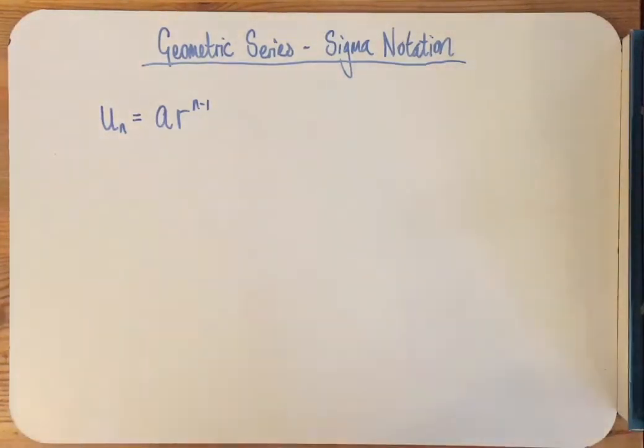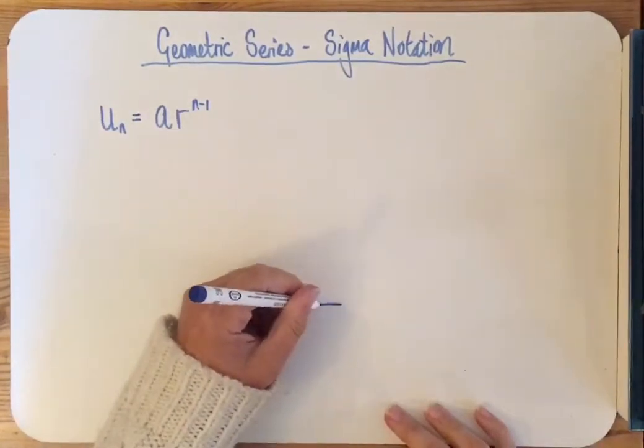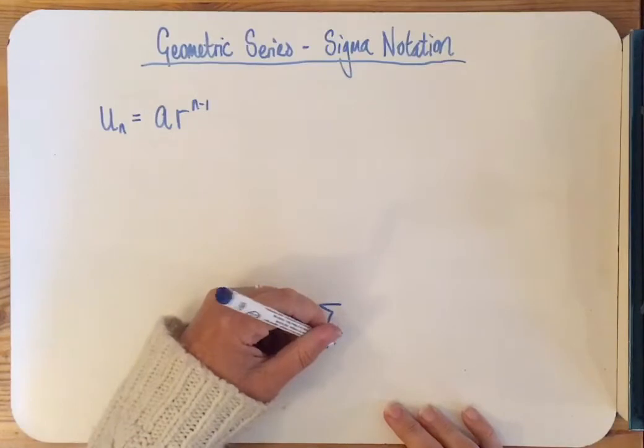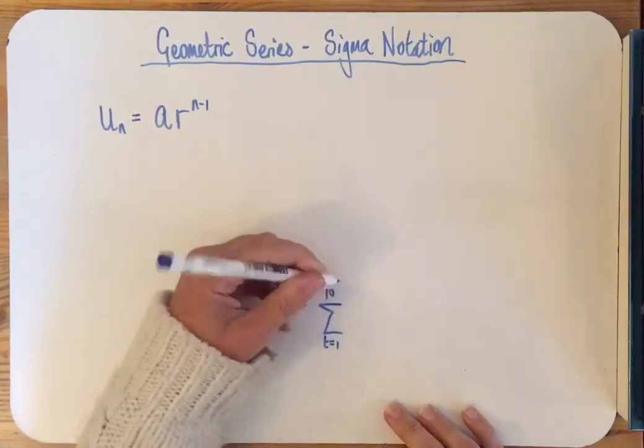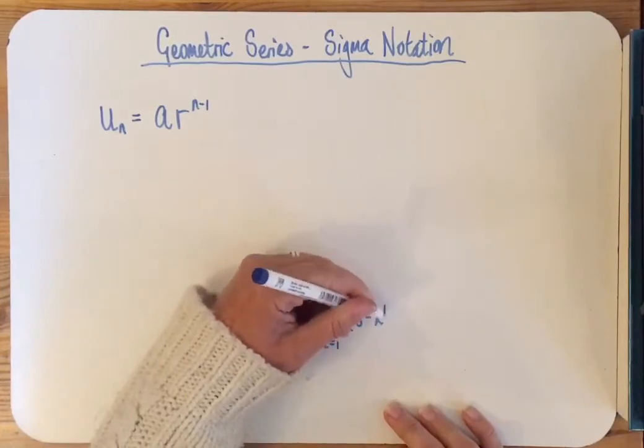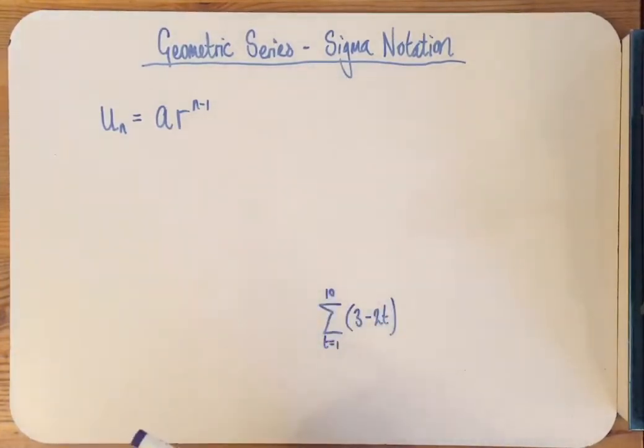Okay, geometric series and sigma notation. So if you remember, we did this with the arithmetic series, and we said if you've got a linear function of some sort, without overthinking it, and you're summing, then this will give you an arithmetic series.